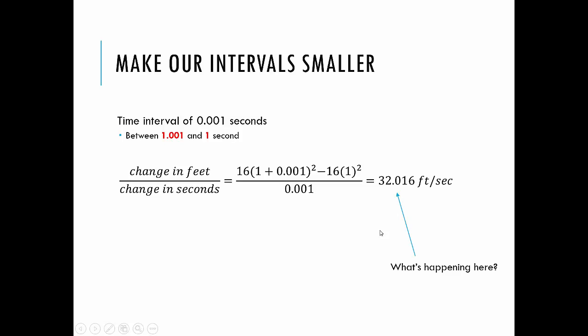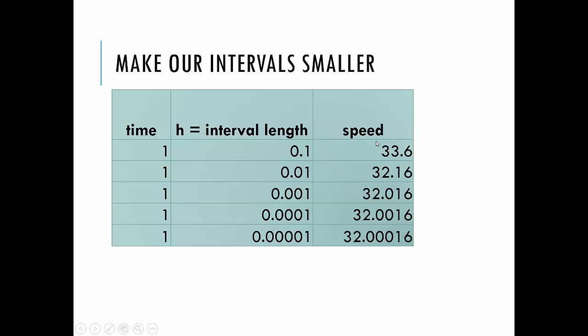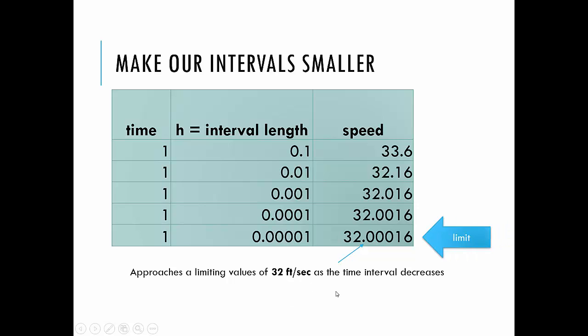It might be easier to see this with some table data. So I want to know at exactly 1 second. Well, I average between 1 and 1.1. Then I average between 1 and 1.01. In other words, this is my interval length. You can see what's happening after I make this my h approach 0. This is approaching a limit value, my speed of 32 feet per second. And that's what we call the limit.